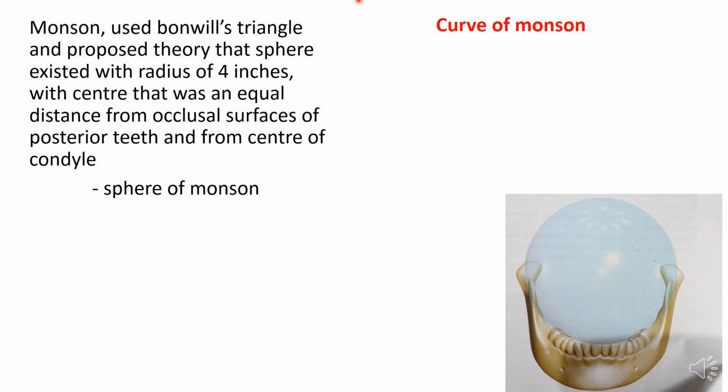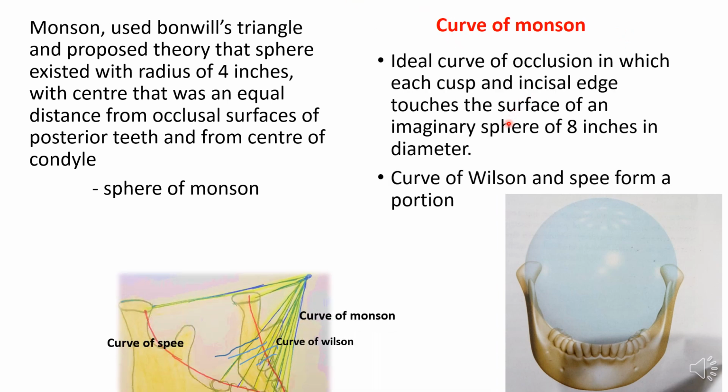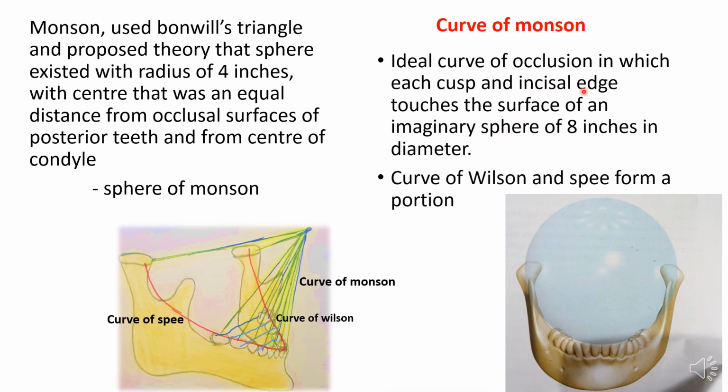Now what is the curve of Monson? It is an ideal curve of occlusion, and in this curve of Monson, each cusp tip, you can see here the green line, partially blue is also present, and the incisal edges will touch the surface of an imaginary sphere of 8-inch diameter. Diameter of 8 inches means a 4-inch radius itself.